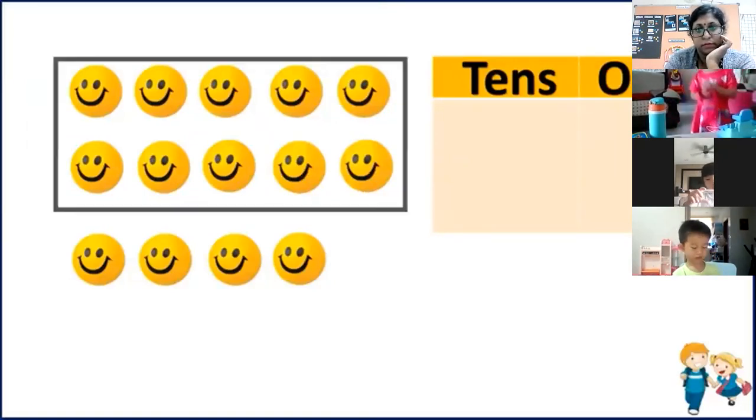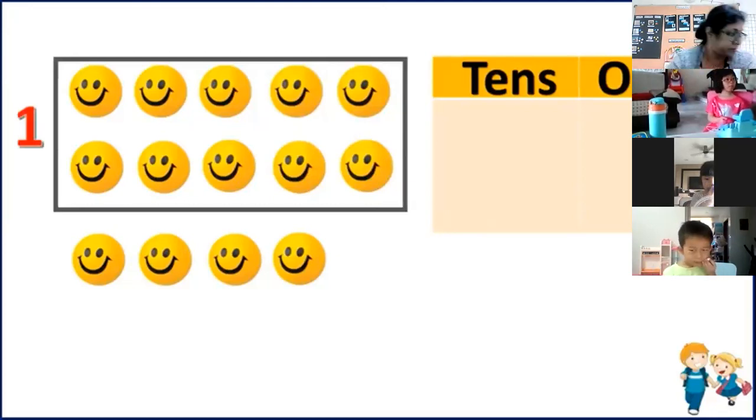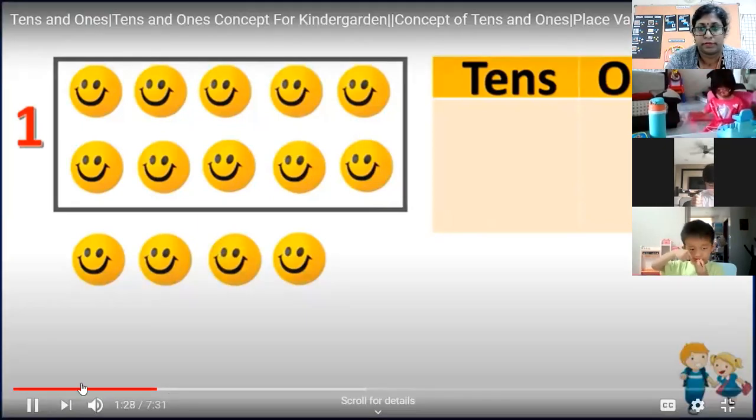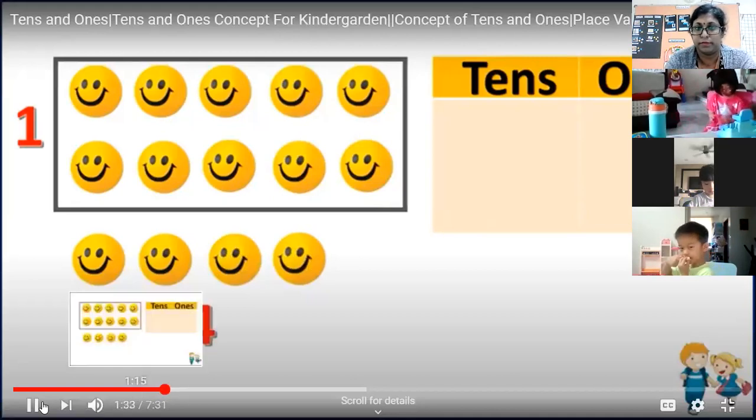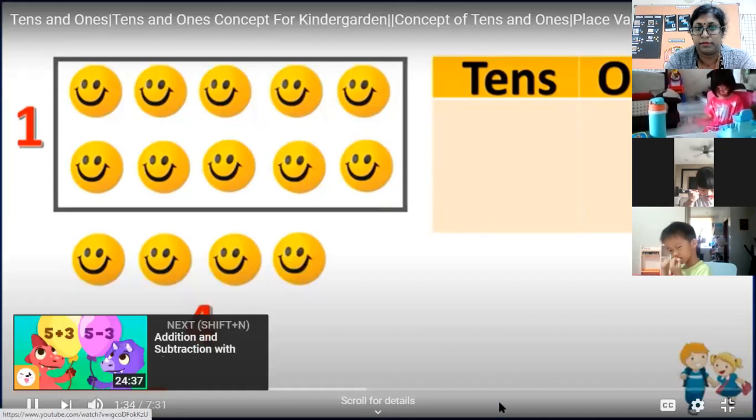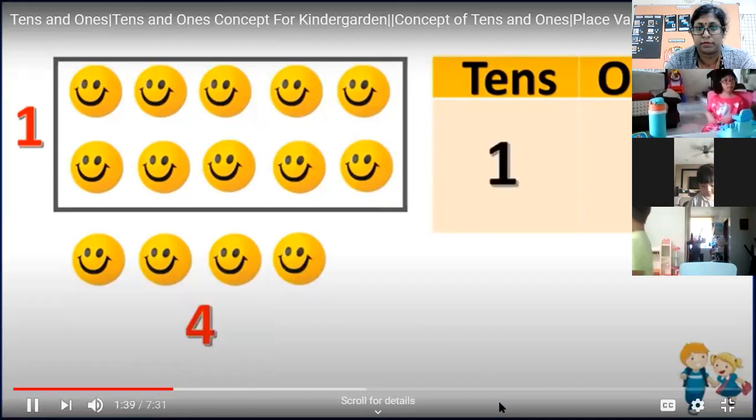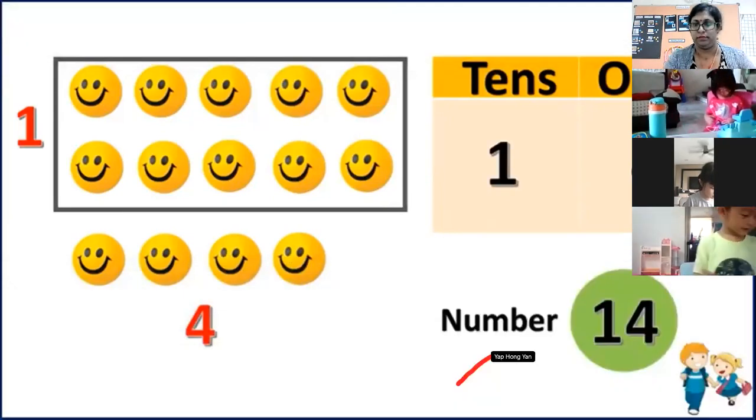So this is our first group. So this means 1 ten. Now let's start counting the remaining balls. 1, 2, 3, 4. So we have 4 balls. So in tens place we have 1 ten, and in ones place we have 4. So the number here is 14.